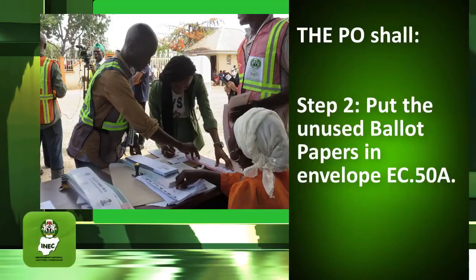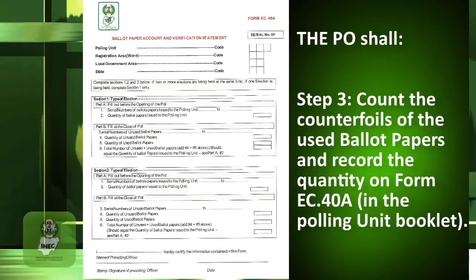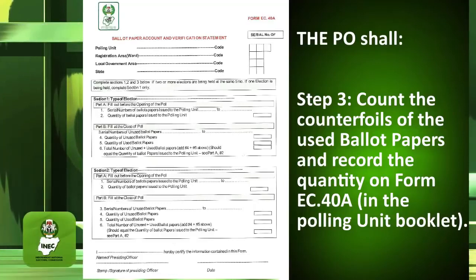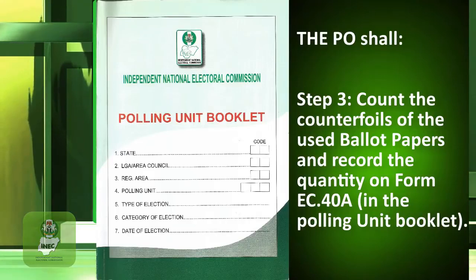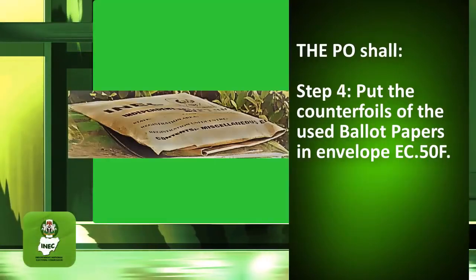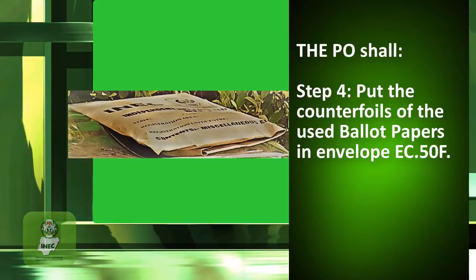Step 2. Put the unused ballot papers in envelope EC50A. Step 3. Count the counterfoils of the used ballot papers and record the quantity on Form EC40A in the polling unit booklet. Step 4. Put the counterfoils of the used ballot papers in envelope EC50F.